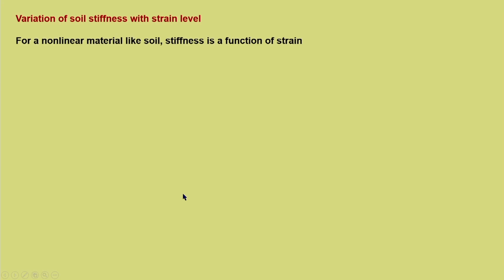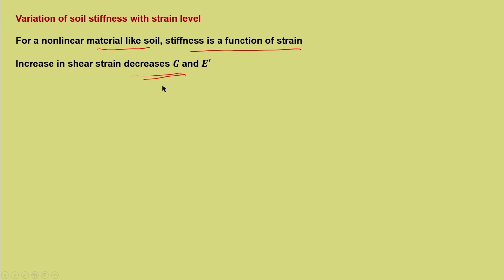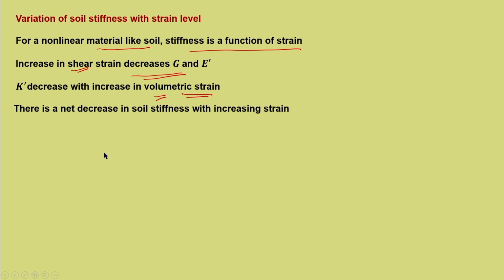Now, variation of soil stiffness with strain level. We can note that for a nonlinear material like soil, stiffness is a function of strain, it keeps changing. So, at a low strain, we know it is a linear response, and then it becomes a nonlinear response. Now, increase in shear strain decreases G and E dash. K dash decreases with increase in volumetric strain, because each of these is associated with shear response and volumetric change. So, there is a net decrease in soil stiffness with increasing strain.